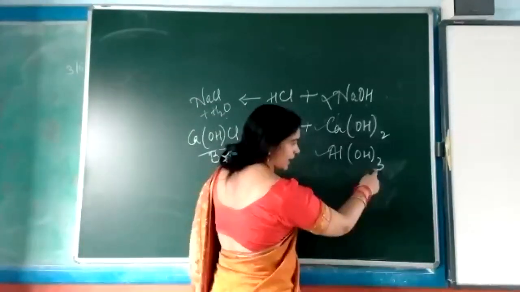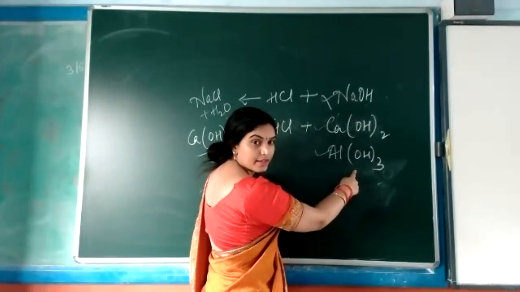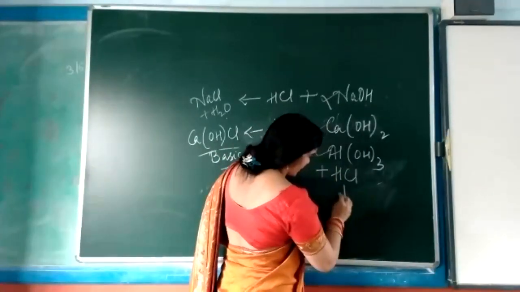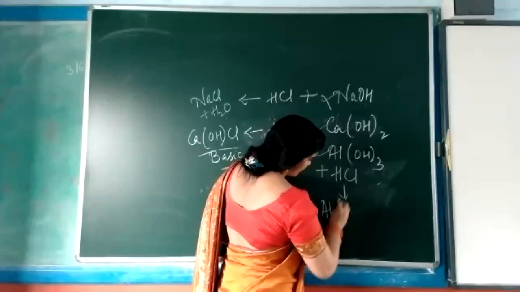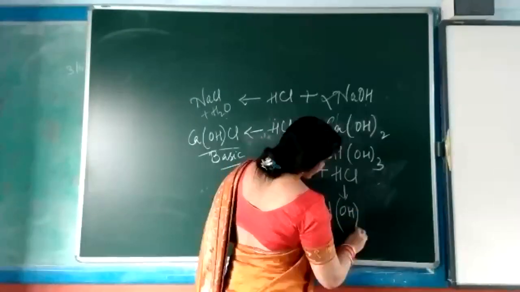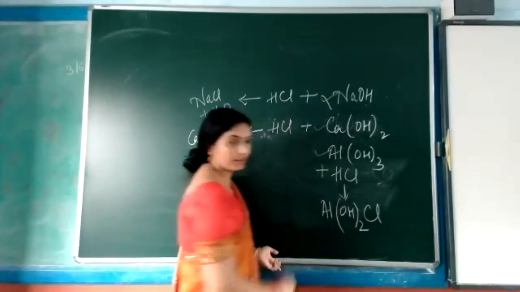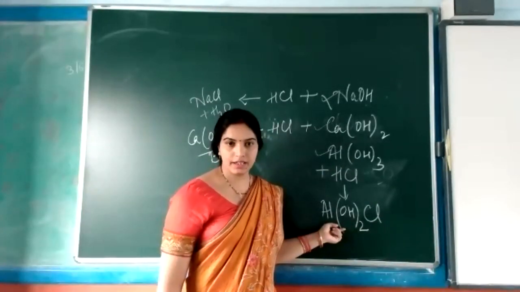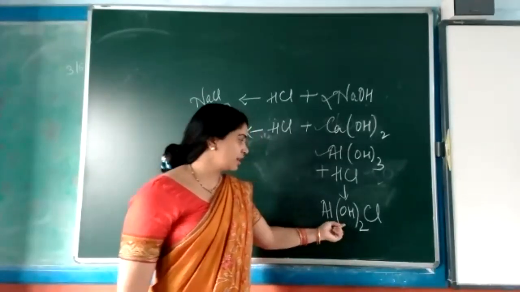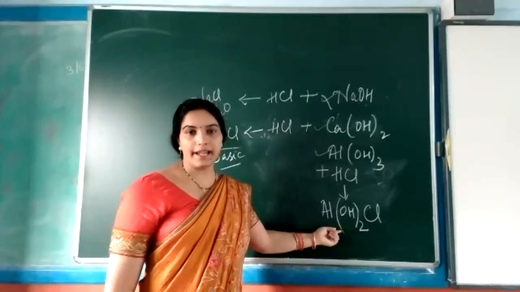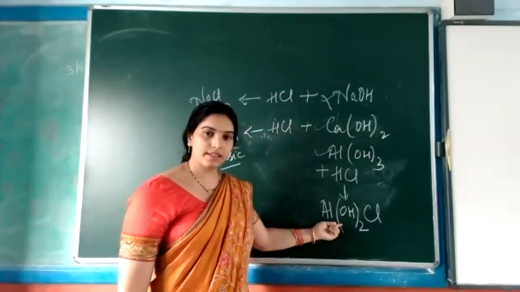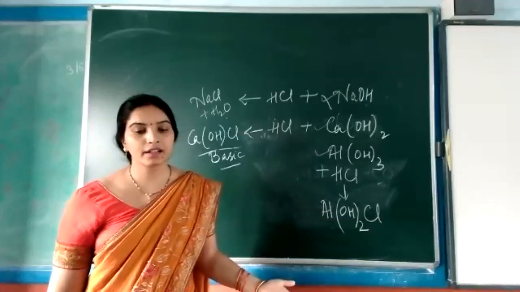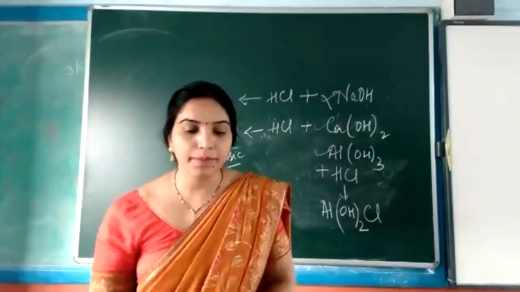This one is trihydroxyl, which means triacidic base. When reaction takes place with triacidic base, we get the product aluminium, OH twice, along with chlorine. Now this salt contains 2 hydroxyl ions in it. It means this one is a basic salt. Clear? Take another example.